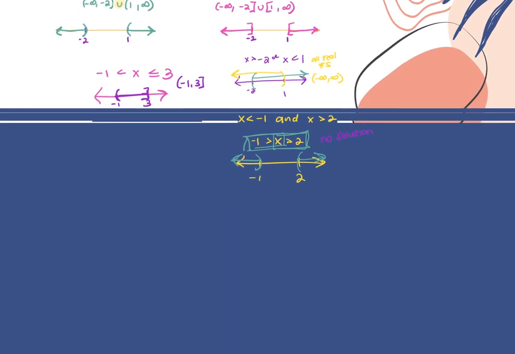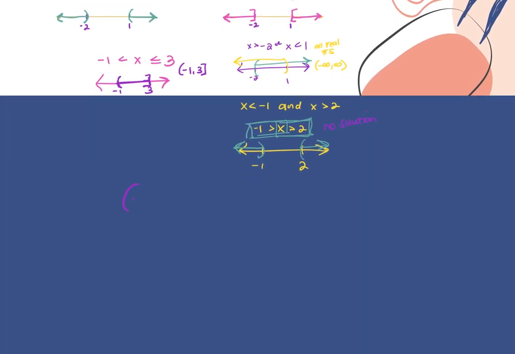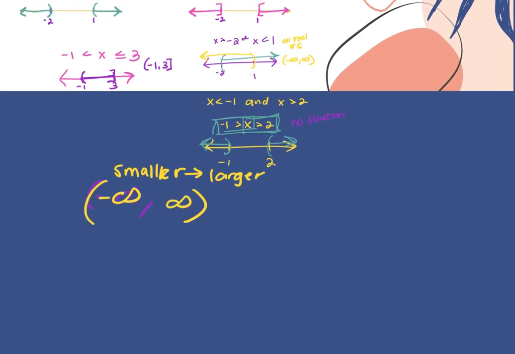If you're pointing to the left and it's negative infinity, that has to come first. The order of interval notation is smaller to larger. So negative infinity will always be smaller than positive infinity. The negative will always come first. That's how you would write all real numbers.